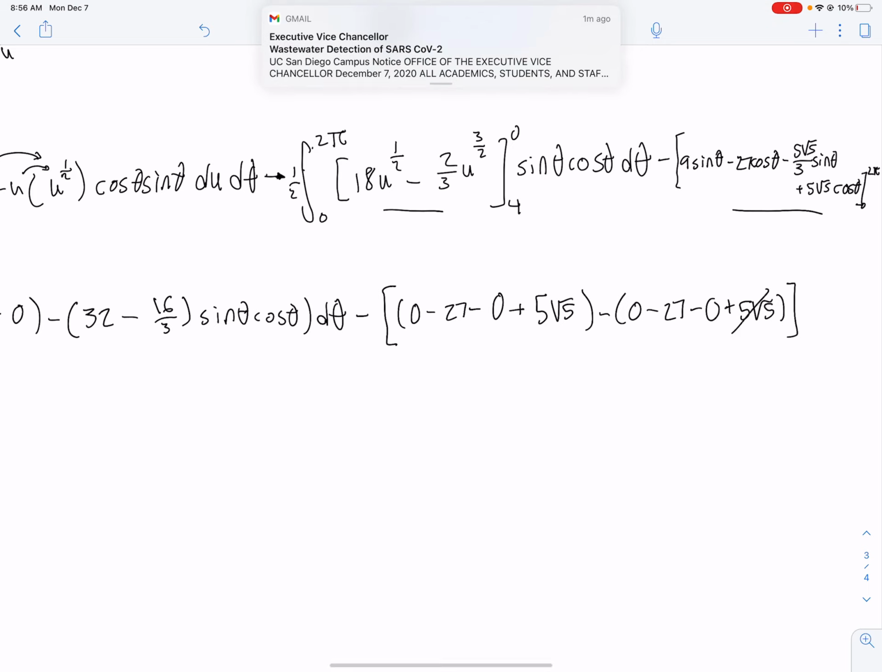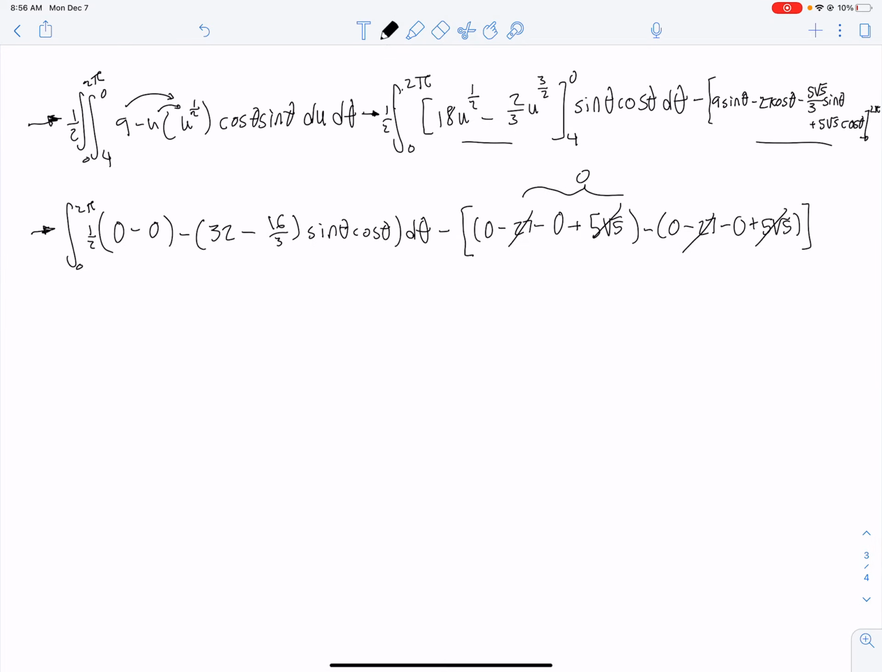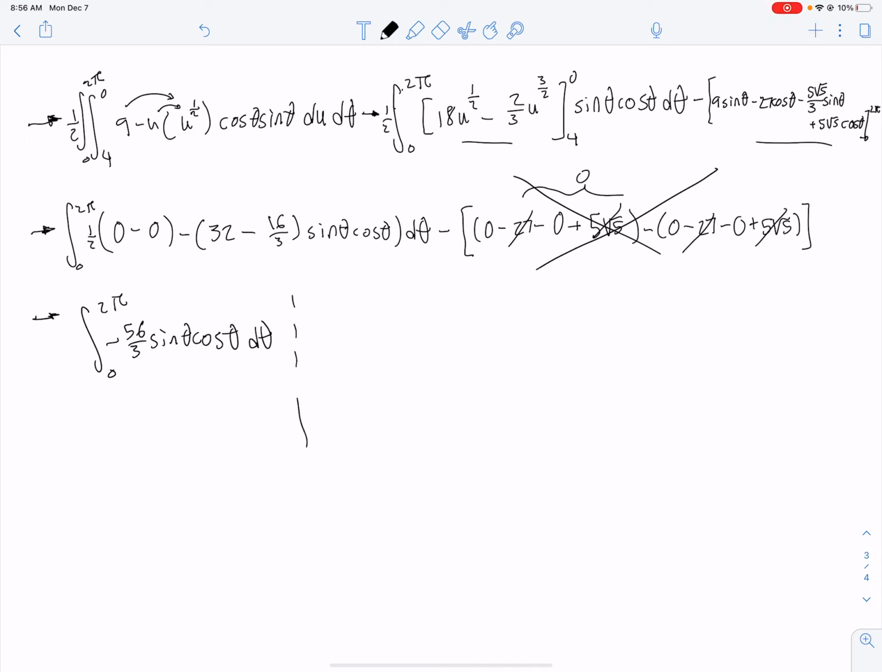So essentially all of these would just cancel out and we would get 0 for our second part of the integrand. So now we're just left with the first one, because all of this cancels. So this comes out to be 0 to 2 pi. I'm just going to clean it up. It ends up being negative 56 over 3 sine theta cosine theta d theta, with some simple u equal to sine theta, du equal to cosine theta.